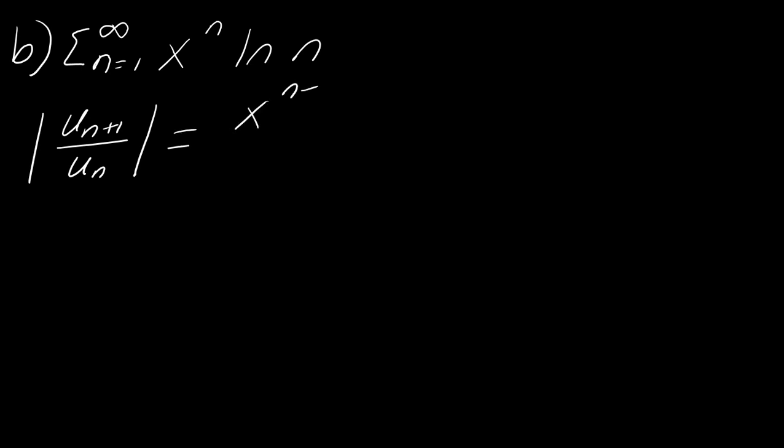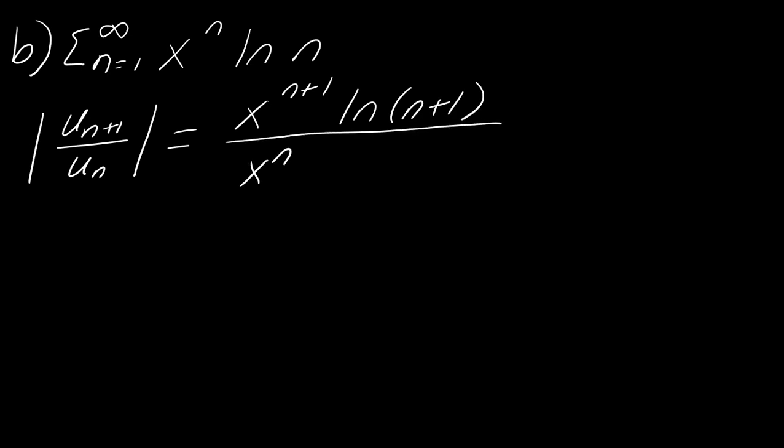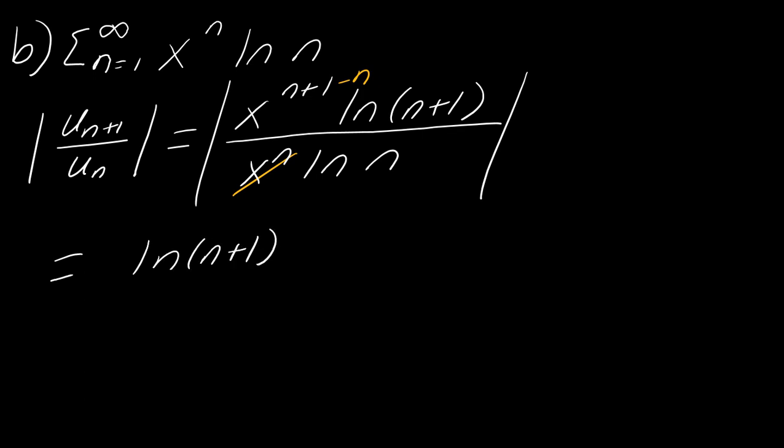Okay, so in this case, I'm going to have x to the n plus 1, natural log of n plus 1. So there's the n plus 1th term, and then here's the nth term. In this case, the x to the n drops out, so I can subtract n here. And I forgot my absolute value again. So I like to bring all the n terms to the front, and I don't need the absolute value here. And then I'm just left with the absolute value of x. So here's what I need to take the limit of as n goes to infinity.